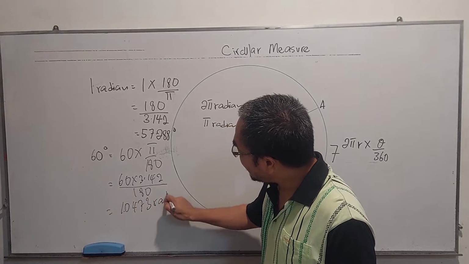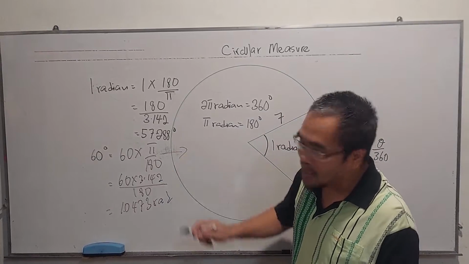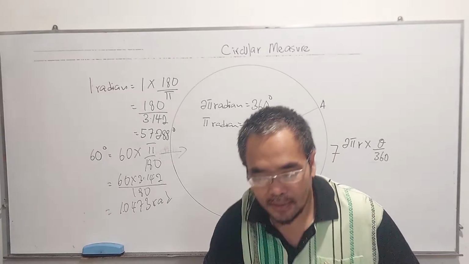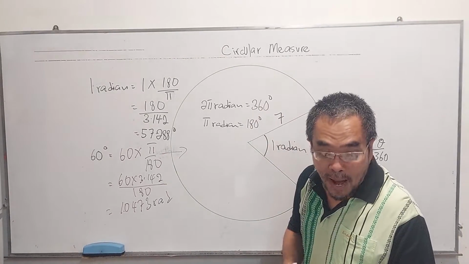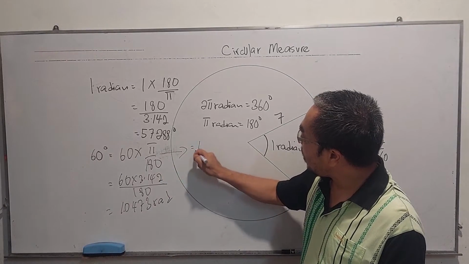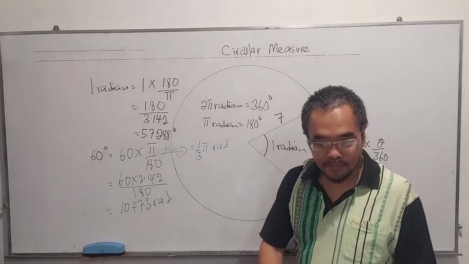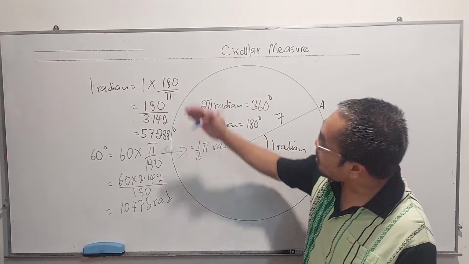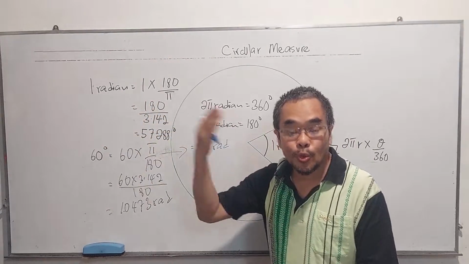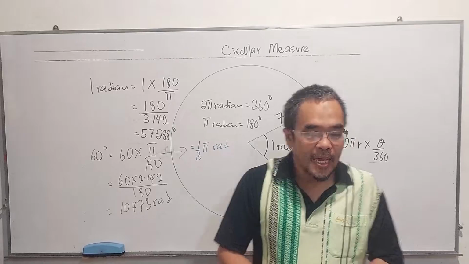1.0473 radian. But then sometimes they ask you to give the answer in terms of pi. So you just do 60 divided by 180, you get 1/3 pi radian. Okay, take note of the changes. Okay, how to change from radian to degrees to radian.